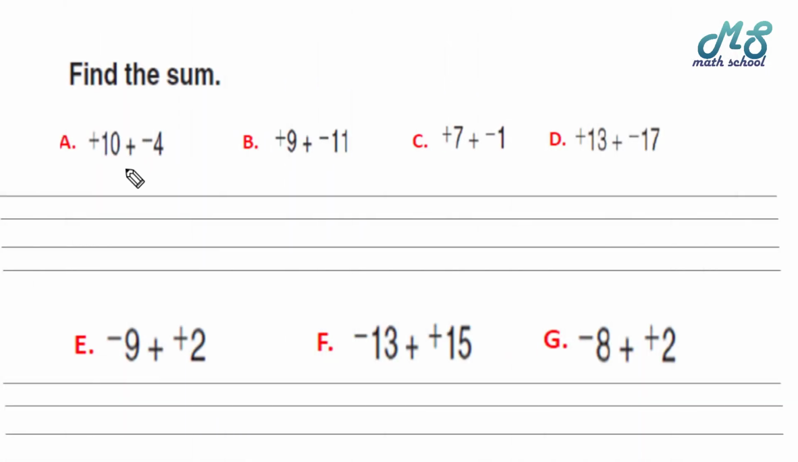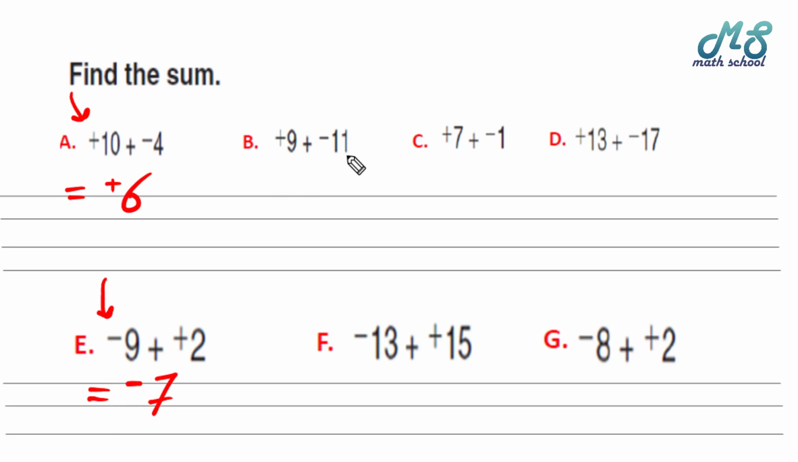How can we add two integers with unlike signs? First, find the difference between the two integers. 10 minus 4 equals 6. And put the sign of the larger one, so it will be positive 6. Next, negative 9 plus positive 2. Two integers with unlike signs. Find the difference, it will be 7. And put the sign of the larger one, it will be negative 7.